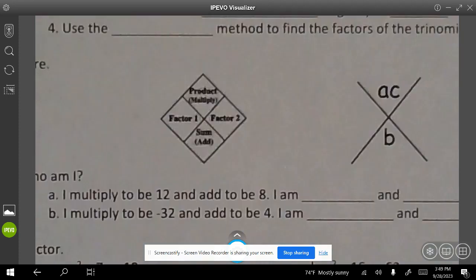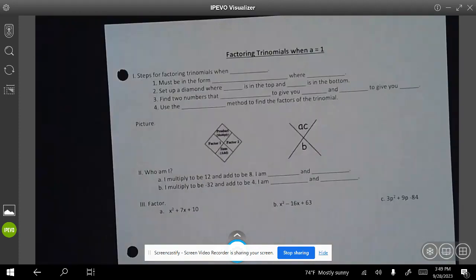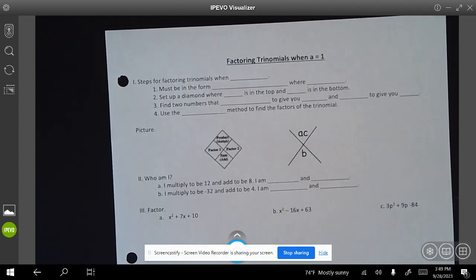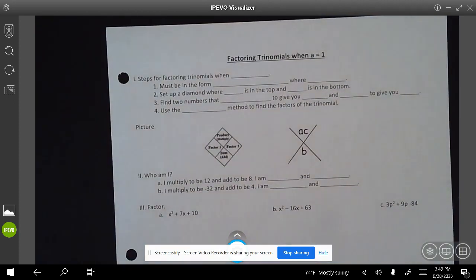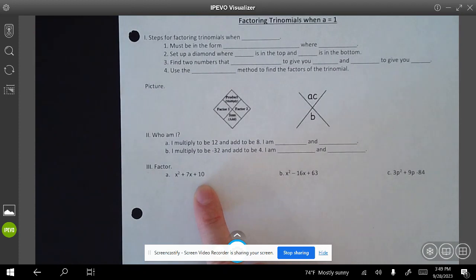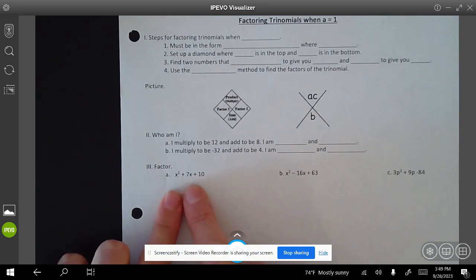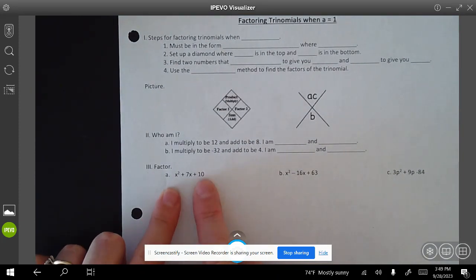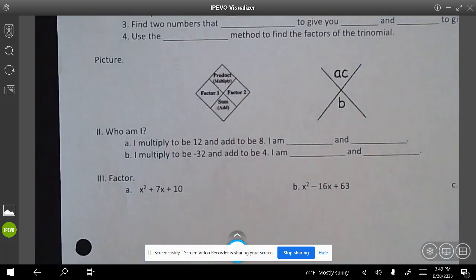Hey guys, so today we're going to look at how to factor trinomials when a equals 1. And what I mean by that is something that looks like what we have right here, x squared plus 7x plus 10. So we're talking about three terms. There's three terms here, and we call that a trinomial. If you'll remember, we've talked about that before in class, okay?